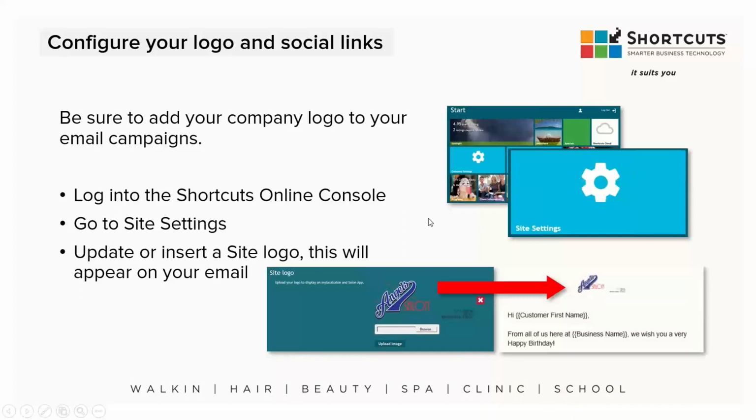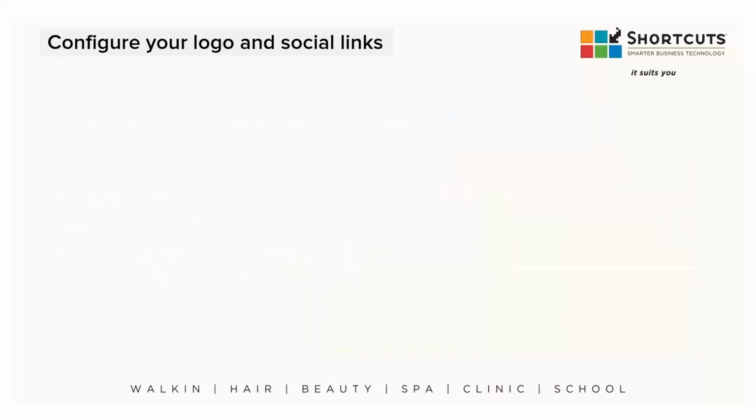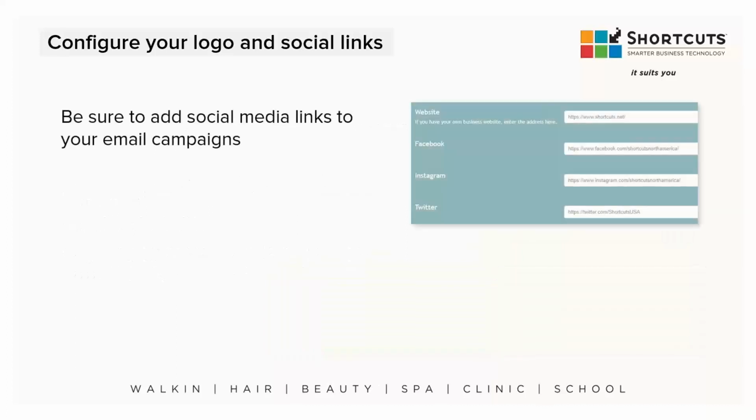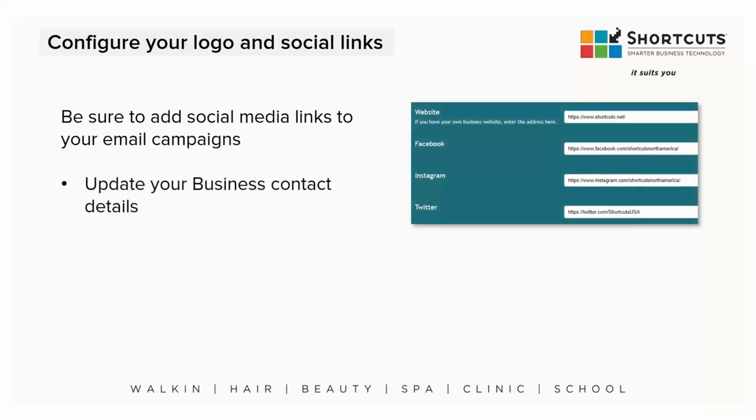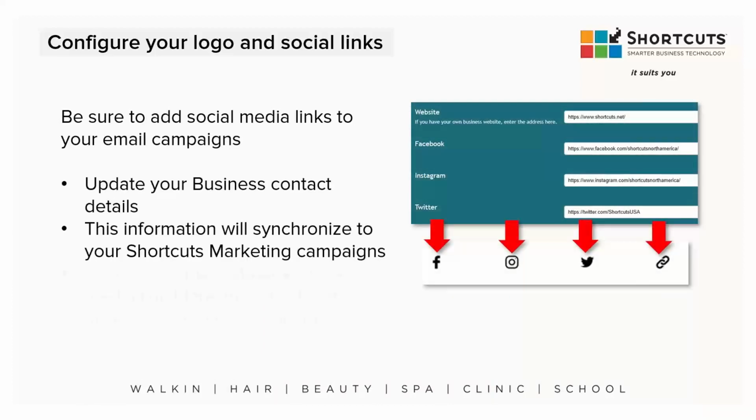So in the console, you want to go to the site settings and you want to configure your social media links plus your company logo. This information will actually populate into your email campaign. So if you haven't done this or you haven't looked at it in a while, when you're in the console, go to site settings, update your logo, and add your social media links. And those social media buttons will appear at the bottom of the email.